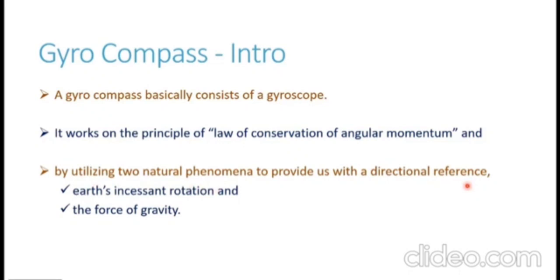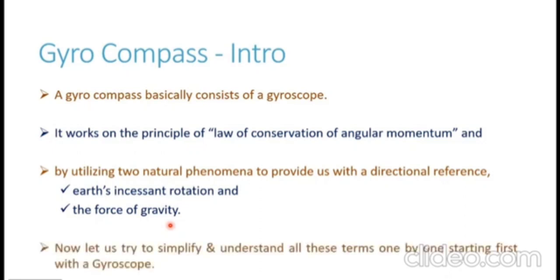These two natural phenomena are: one, the Earth's incessant or continuous rotation around its axis. Earth completes one round around its axis in 24 hours. So this rotation of the Earth is utilized to make a gyrocompass. And second is the force of gravity. So these are two universal natural phenomena which are there in existence. And in making of a gyrocompass, we utilize both these phenomena. So now let us try and simplify and understand all these terms one by one.